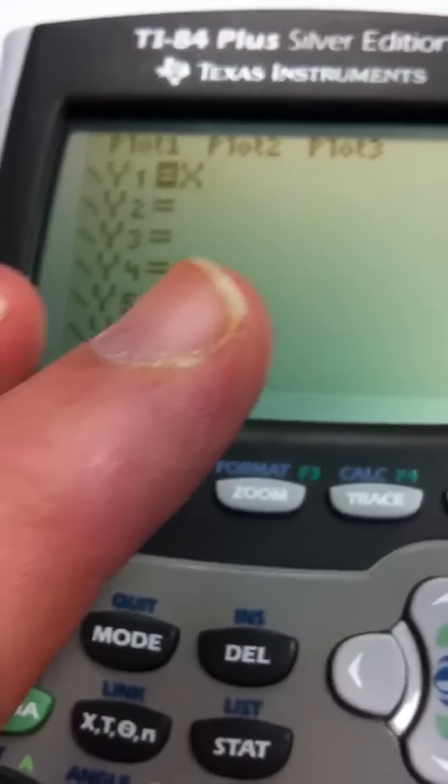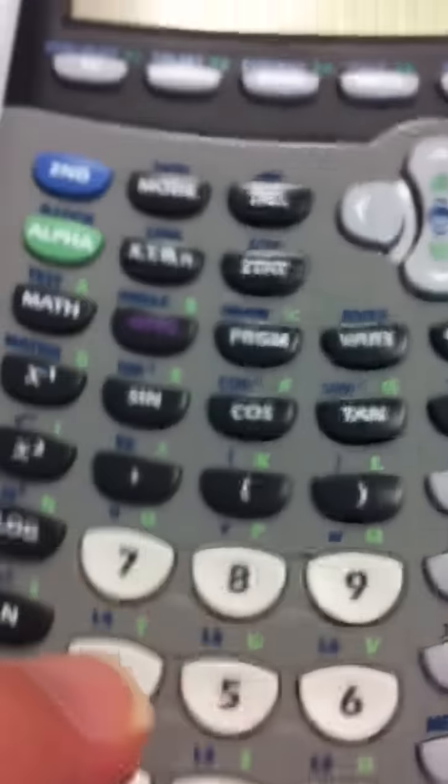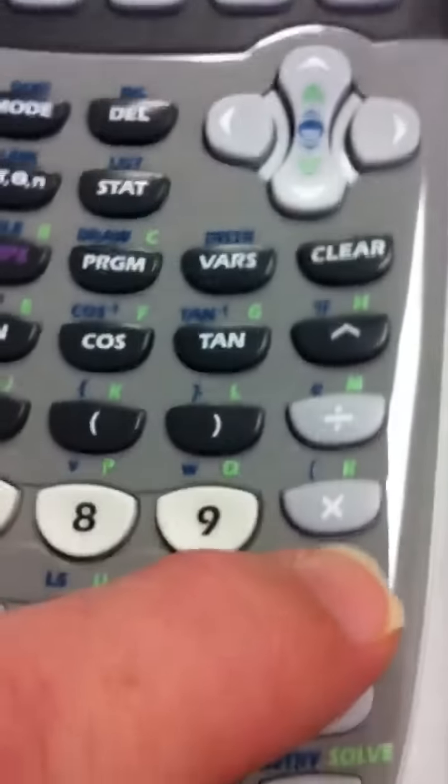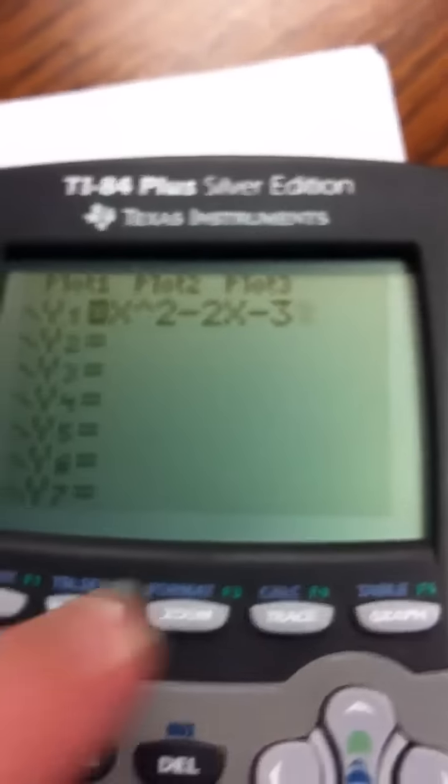X squared minus 2x minus 3. And we're going to graph it.